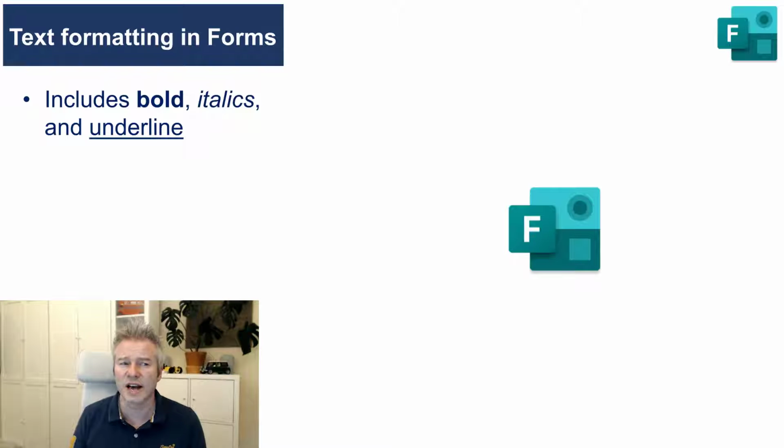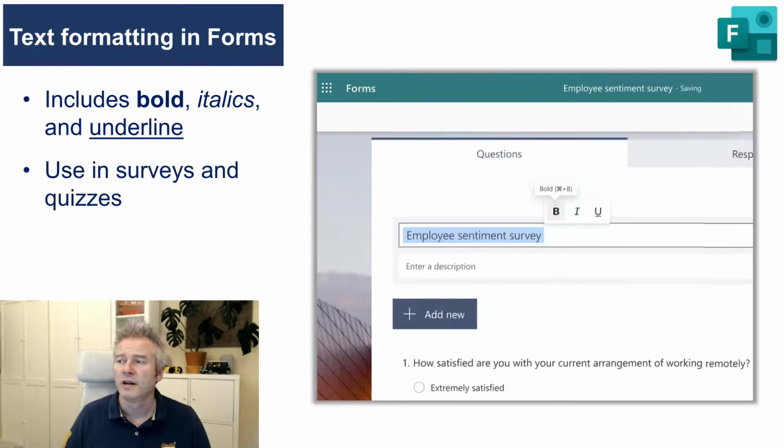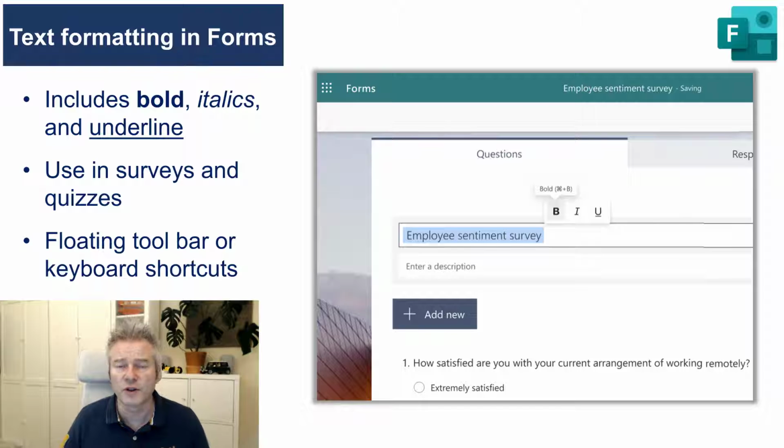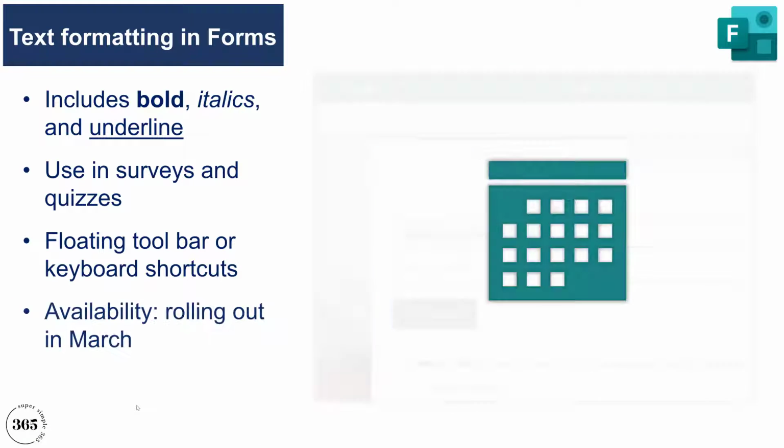Okay, so let's have a look at what's going on in Forms. Forms is pretty good for the average day-to-day user. It's a great app, but it's a bit boring. So you're going to get the ability to add bold, italics and underline to your quizzes and your surveys, and you can use the floating toolbar that pops up, or you can use the keyboard shortcuts. Availability sometime in March, that we'll be rolling out, so look out for that.